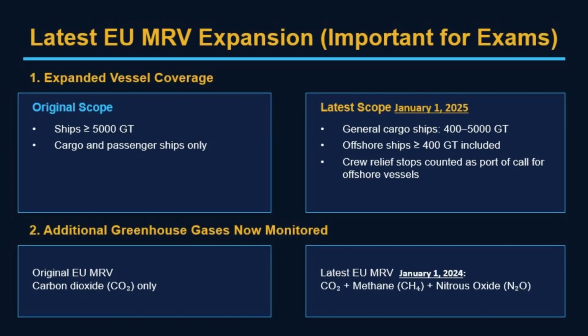This page contains very important recent amendments. Initially, EU MRV mainly covered ships of 5,000 GT and above. However, from recent amendments, offshore ships of 400 GT and above are included. General cargo ships between 400 and 5,000 GT are included, and crew relief stops may be considered as port calls for offshore vessels. Another major change concerns greenhouse gases.